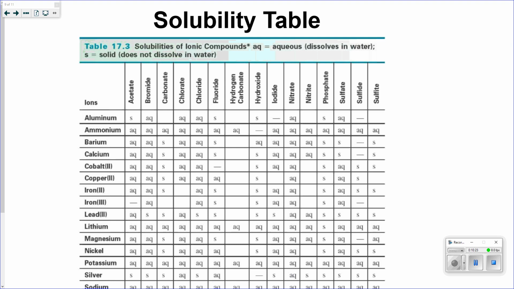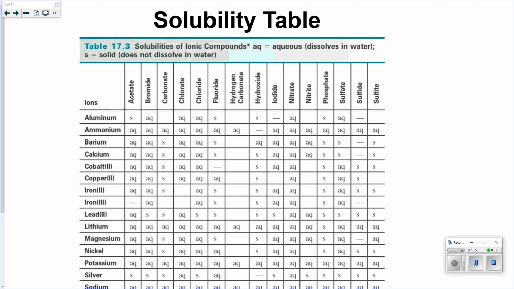As you are finishing up your highlighting, I like to treat this table like the game Battleship, where if you call off B8, you are looking for, is it a hit? Did I hit a highlighted spot on my table? Because if so, I created a precipitate. And you're going to see plenty of those next time. It's that cloudy solid that forms when two solutions come together.